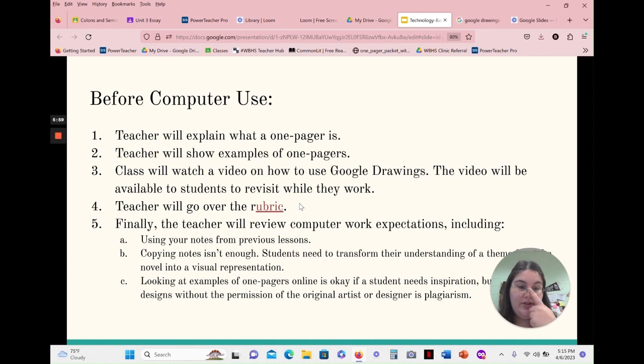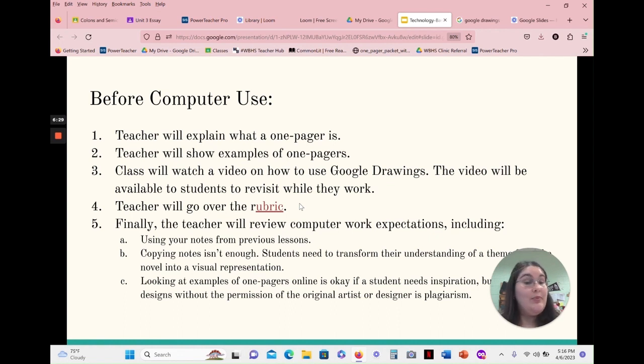I linked that on the first slide, and it is linked on my lesson plan, because I feel like it's very important for students to understand how to use the tools they are given. Next, I would go over the rubric, which you will see on a previous slide, of what they will be graded on. Finally, I just go over some computer work expectations, including using their notes. Copying the notes isn't enough. They need to transform their understanding of a theme from a novel into a visual representation.